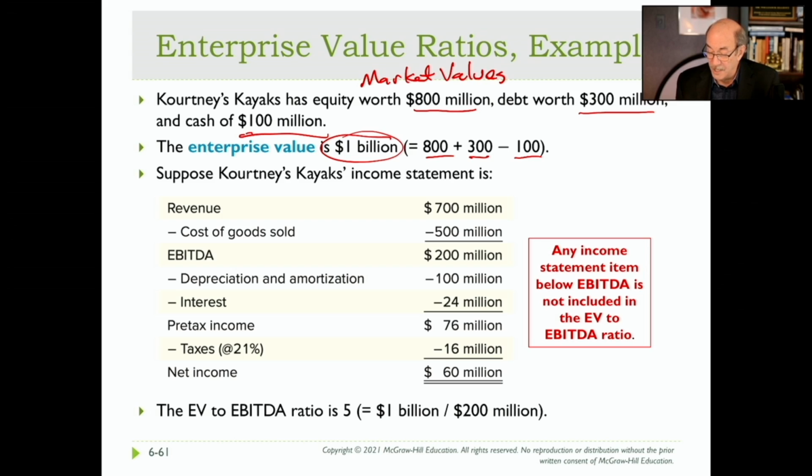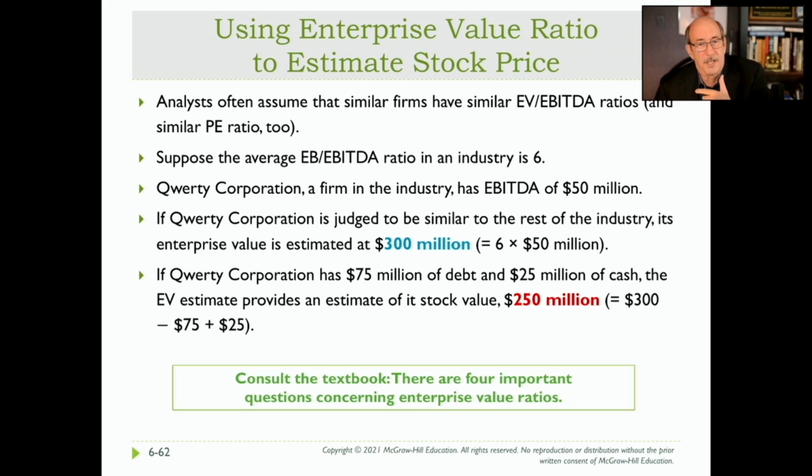Then in terms of EBITDA, that is right down here. Before we subtract off depreciation and amortization, before we subtract off interest, and before we subtract off taxes. And so when we do the ratio EV to EBITDA, we end up with a ratio of 5. And again, that's a consistent ratio. But remember, if we want to get to the equity value, we still have a little bit of work to do.